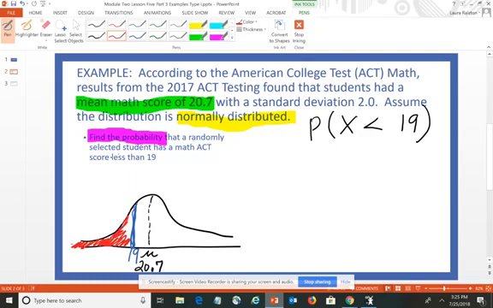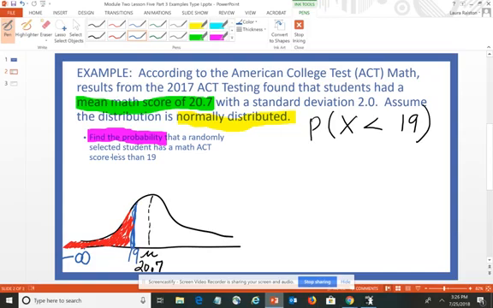The other thing you have to remember here is that the normal distribution is a continuous probability distribution, which means it goes on forever and ever. So although you can't really score negative infinity on the ACT, this distribution in theory does go out to negative infinity.